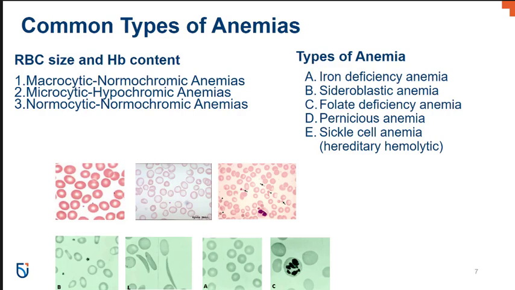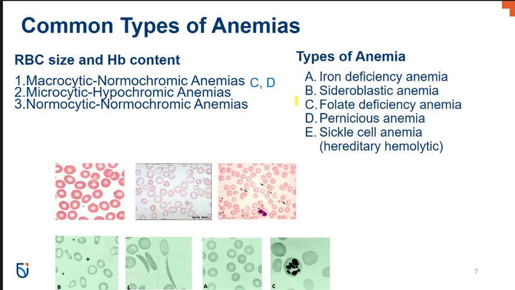Here are some different types of anemia where we're going to be classifying the anemias based on their red blood cell size and their hemoglobin content. We have macrocytic normochromic anemia, which means that the red blood cells are larger than normal, but the hemoglobin content is normal. We have cells that are microcytic hypochromic, meaning that they're smaller than normal cells and have a less than normal amount of hemoglobin. And then there are anemias that are considered normocytic normochromic, where they have the normal size and the normal hemoglobin, but they're still part of an anemia, and I'll explain why shortly. So let's match these up.